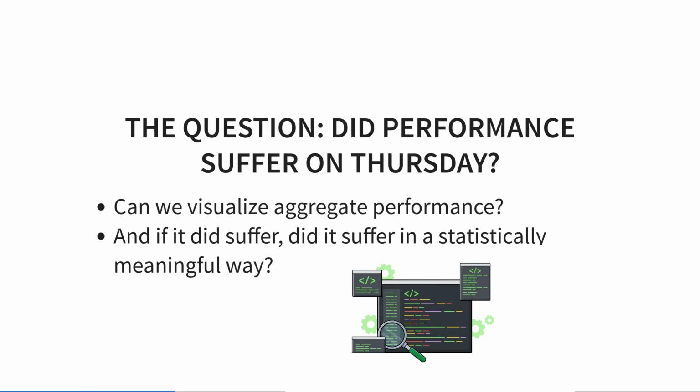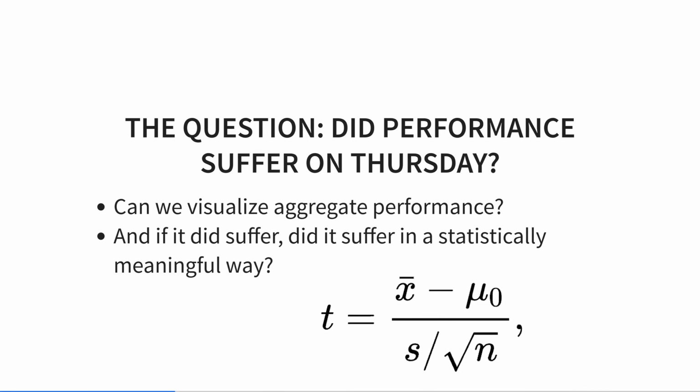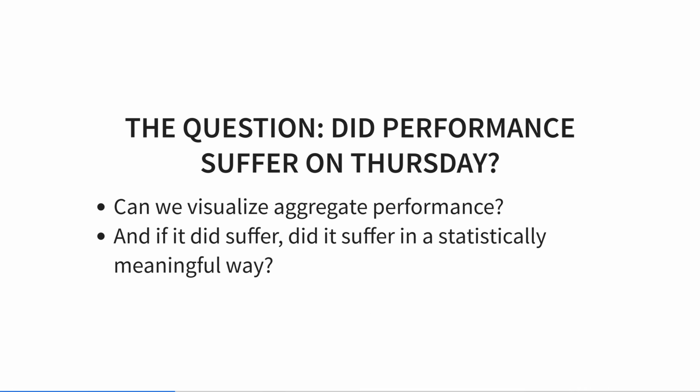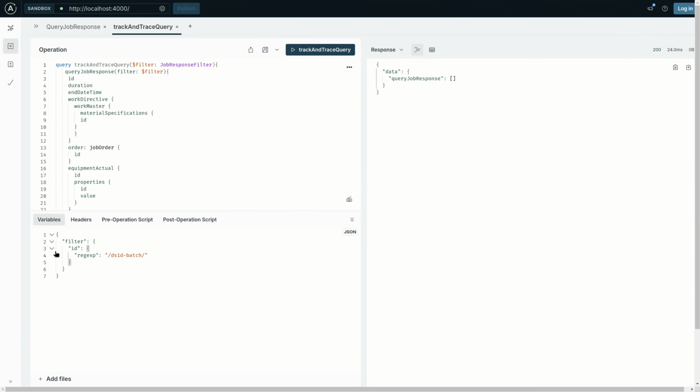And if I discover that there is a performance difference, I have to test that this difference is statistically meaningful, because randomness is always going to happen, especially in complex operations. So I need to test that. So first things first, let's take a look at our query.